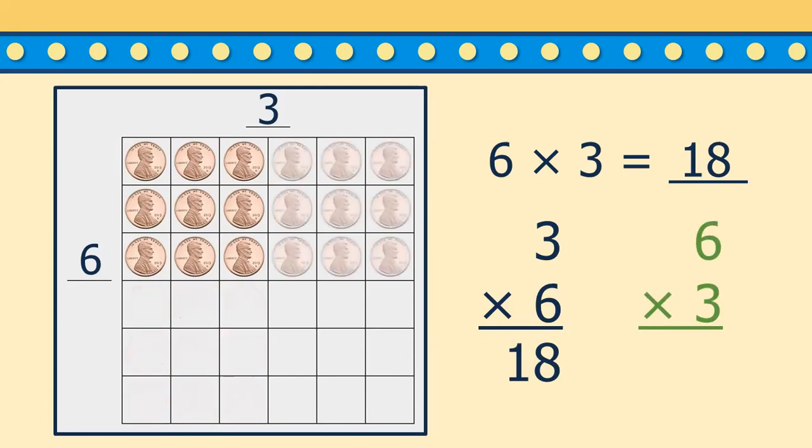6 times 3, that way. 3 up and down, 6 across. We still get 18. So hopefully you are understanding this.